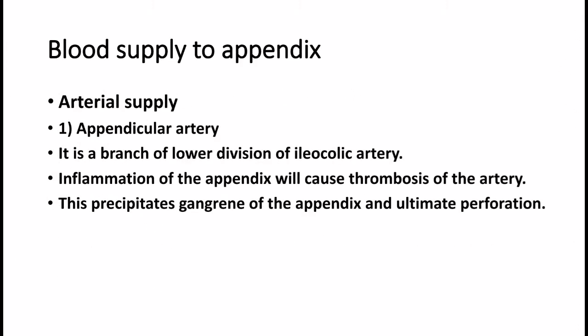Blood supply to appendix. Arterial supply. 1. Appendicular artery. It is a branch of lower division of ileocolic artery. Inflammation of the appendix will cause thrombosis of the artery. This precipitates gangrene of the appendix and ultimate perforation.